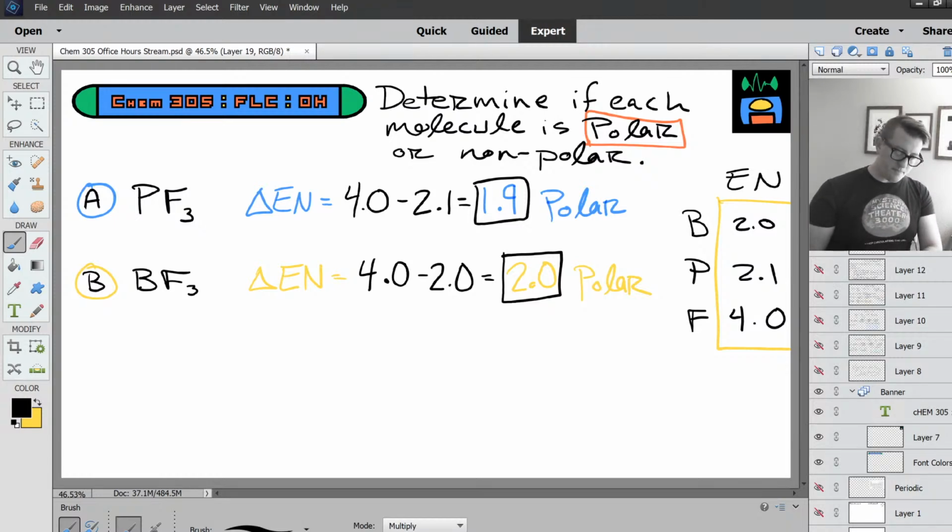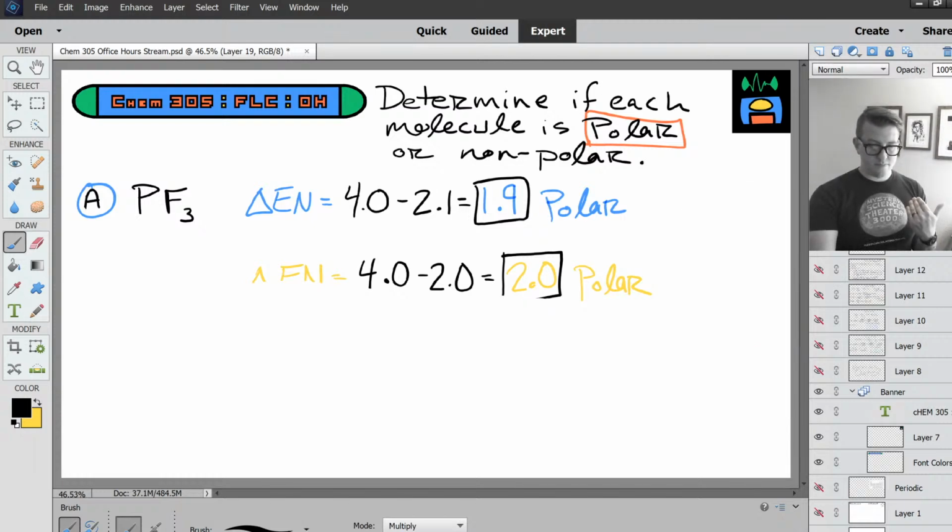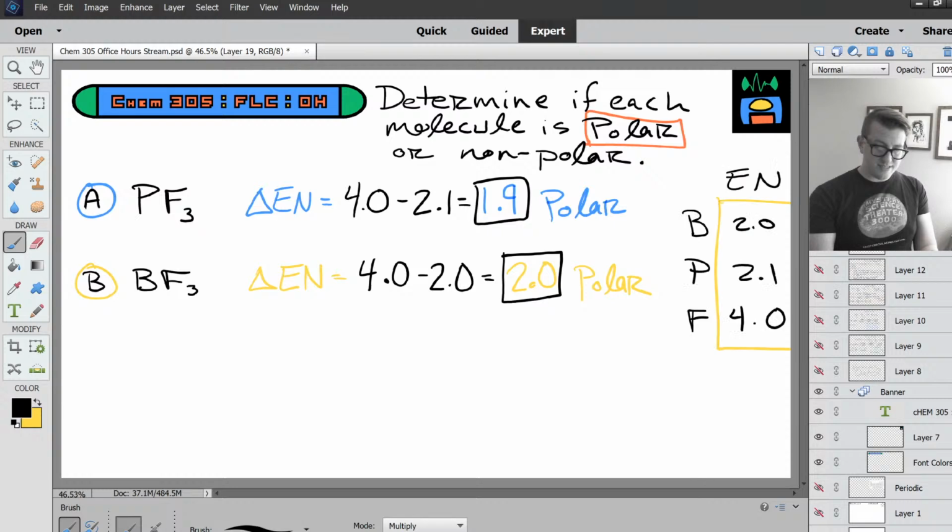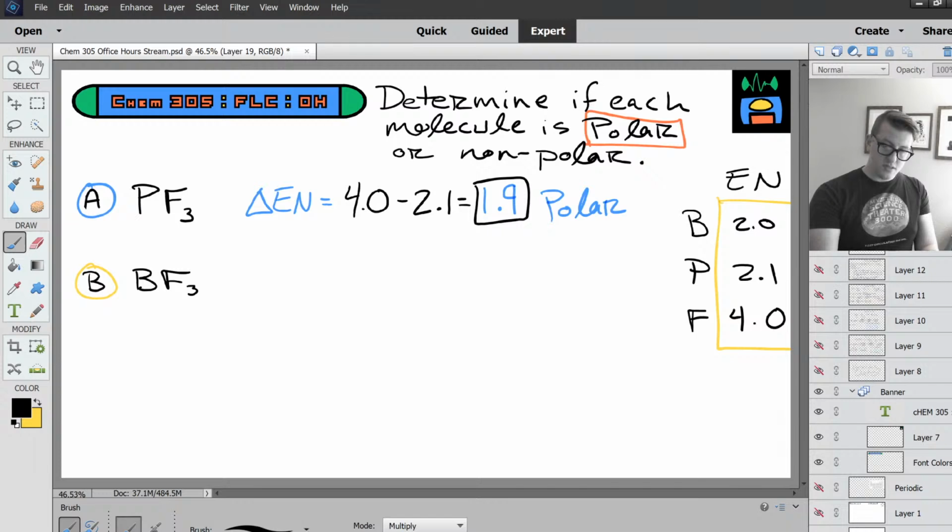Totally polar. Okay. So now that we know that we have polar bonds, we have to ask, is the molecule polar? To do that, we need to assess our Lewis structure. We need to look at the Lewis structure, figure out if what we're dealing with is polar.